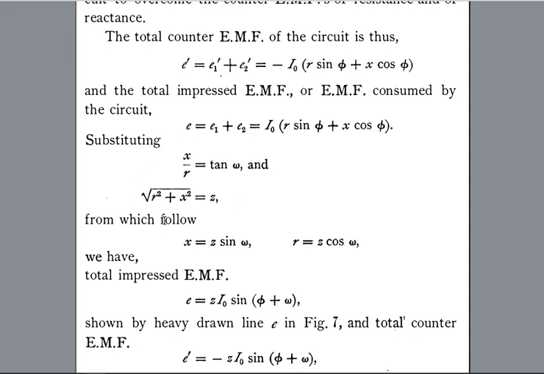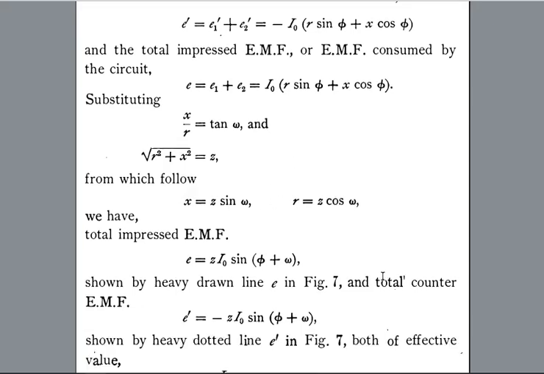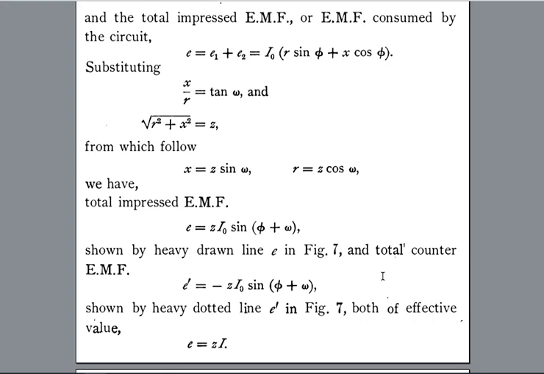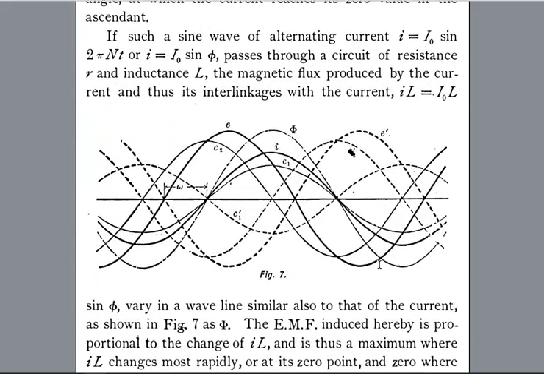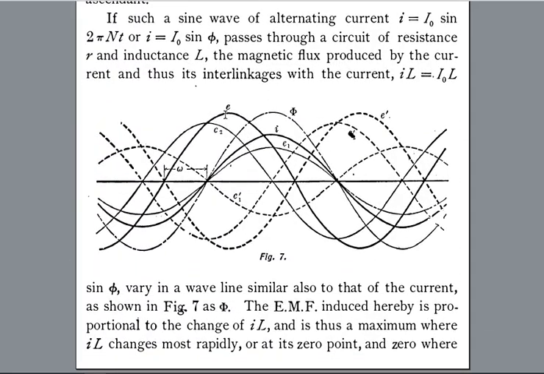Substituting X over R equals tangent omega and square root of R squared plus X squared equals Z, from which follow X equals Z sine omega and R equals Z cosine omega, we have total impressed electromotive force E equals I naught Z sine phi plus omega, shown by heavy drawn line E in figure 7, and total counter-electromotive force E prime equals negative Z I naught sine phi plus omega, shown by heavy dotted line E prime in figure 7, both of effective value E equals Z I.